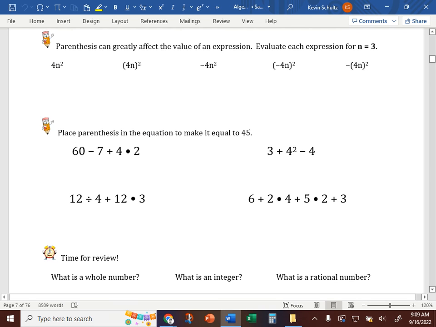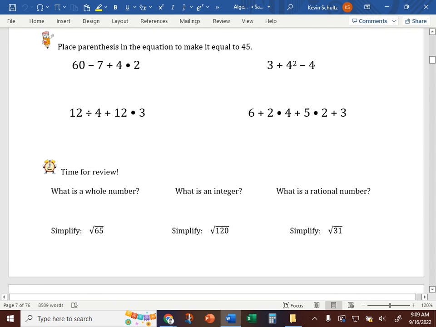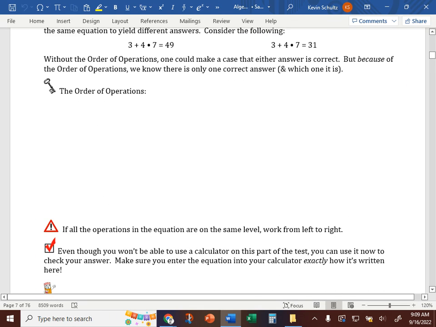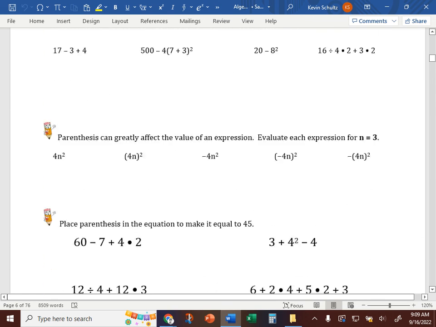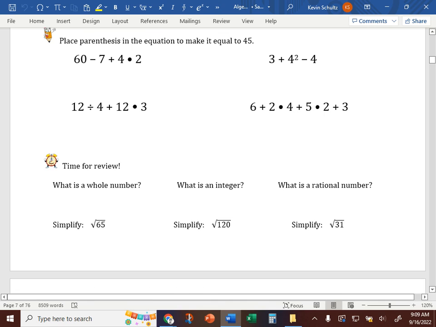The next section, as these expressions are written, they do not equal 45. However, I like the number 45, and so I would like you to make them equal to 45. So in this section, you need to add parentheses somewhere in the expression, kind of like we did way back up at the top here, where we added parentheses around the 3 and the 4 to make it 49 there. Where can you put parentheses so that it equals 45? So you're changing the order of operations with parentheses here to make it equal 45.